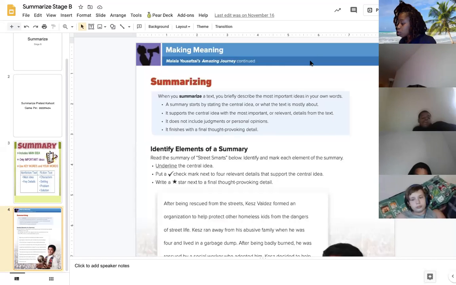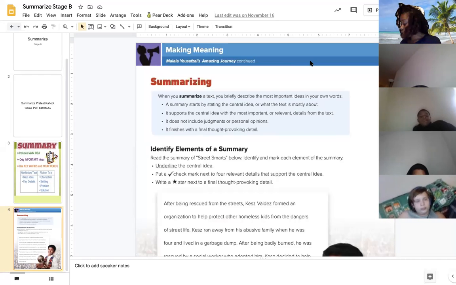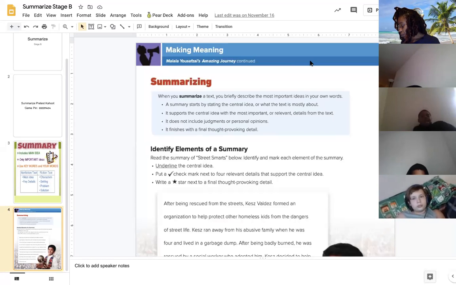Today, we are going to talk about what makes a good summary, and then learn how to summarize a text by describing the most important details. So that's what we're going to look at today. So let's start with what's in the box at the top, summarizing. When you summarize a text, you briefly describe the most important ideas in your own words, okay?